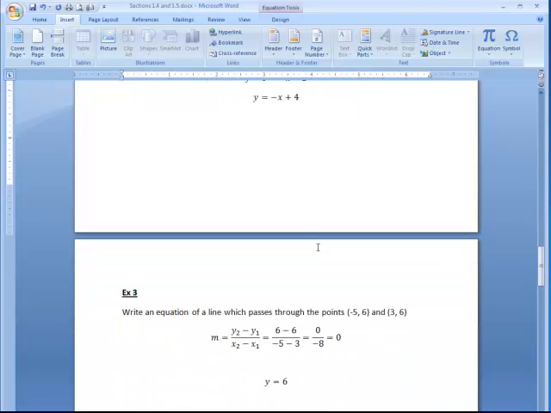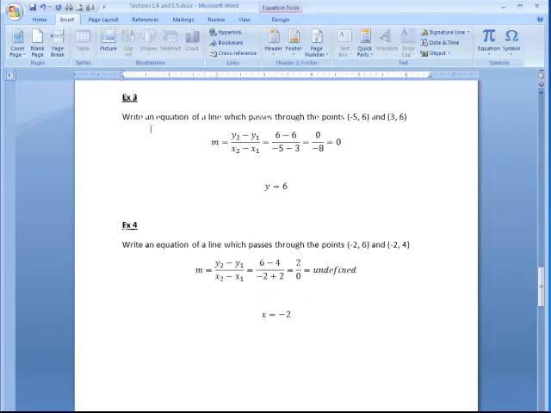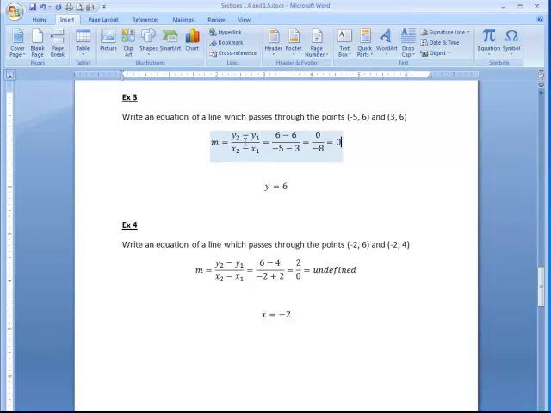I'm going to give you 2 examples of the special forms we looked at. We're going to do the same thing again. We want to write an equation of a line passing through 2 given points, -5, 6 and 3, 6. Again, I have 2 points, but I don't have a slope. So I'm going to use my slope formula, y2 minus y1 over x2 minus x1, and figure out the actual slope. When I solve this, my numerator is 0, and my denominator is -8, and that reduces to 0.